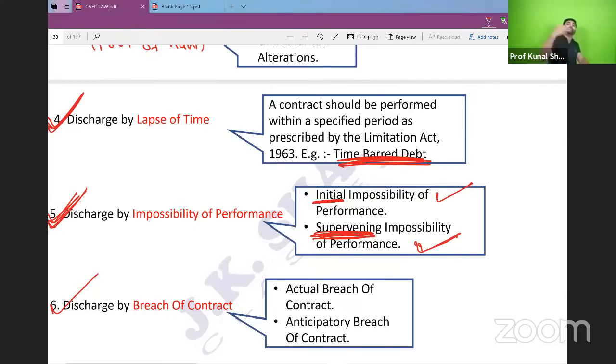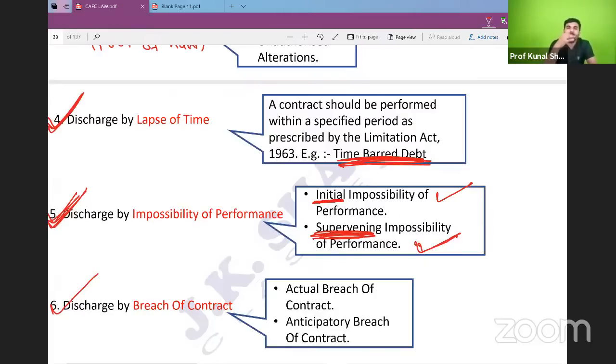When I say supervening impossibility, the impossibility has arisen after the contract got formed. When the contract was entered, at that time it was possible to perform. But before the performance, it becomes impossible to perform. It is a supervening impossibility, also called the doctrine of frustration.